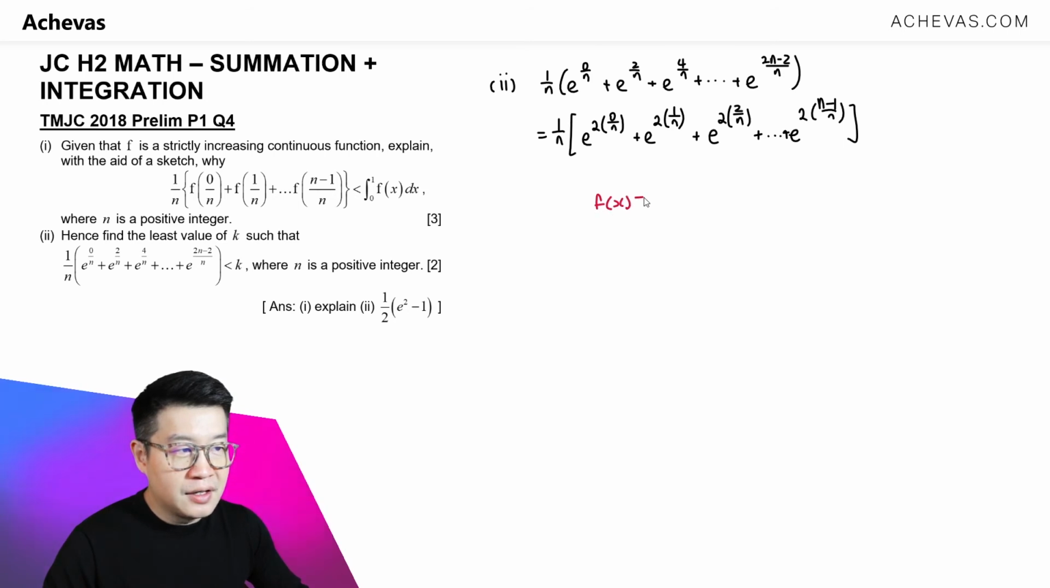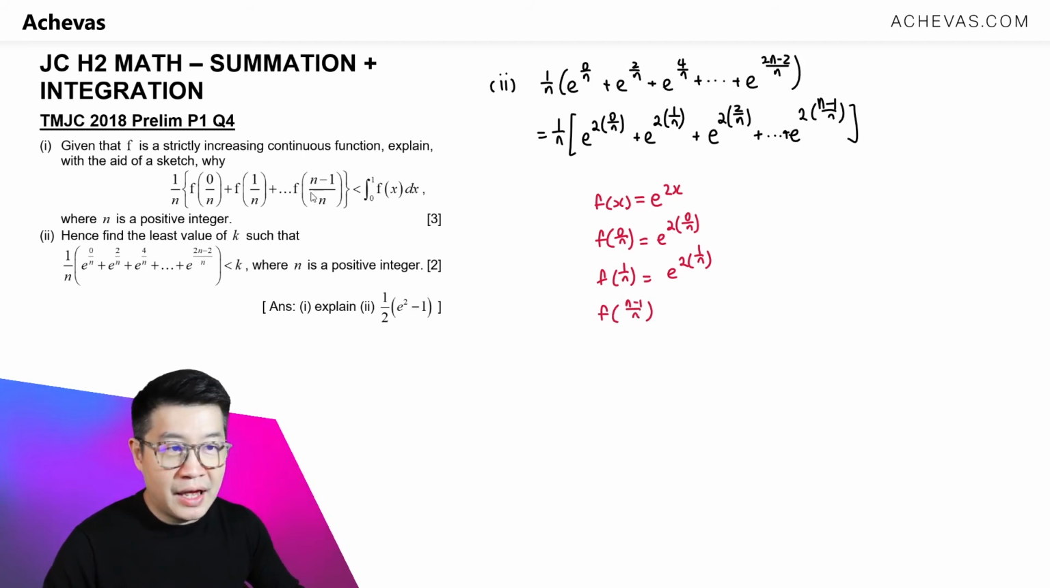f(x) is going to be equal to e to the power of 2x. Because if I were to go for f(0 over n), it will be e to the power of 2 times 0 over n, which is this term here. So this is f(0 over n). If I were to go for f(1 over n), it will be e to the power of 2 times 1 over n, and that is this term over here. And all the way until the very last term, f((n minus 1) over n), this is e to the power of 2 times (n minus 1) over n, which is this term here.